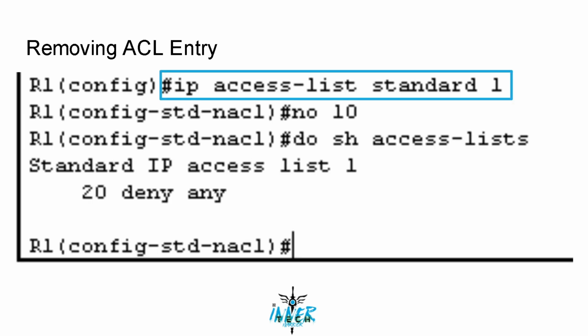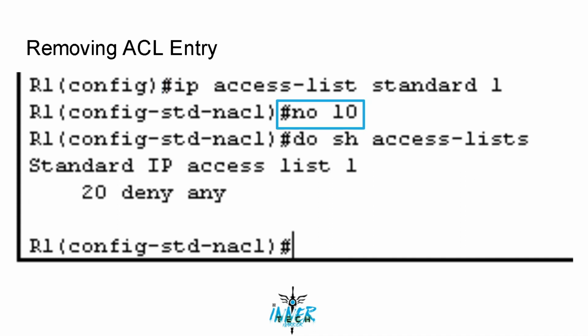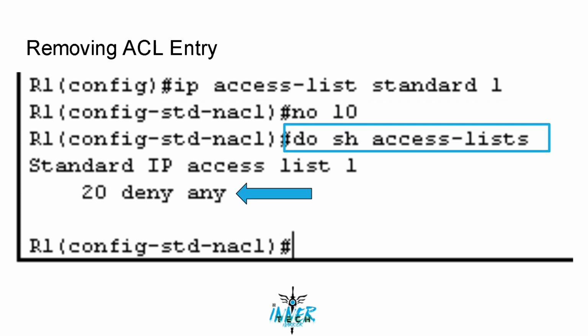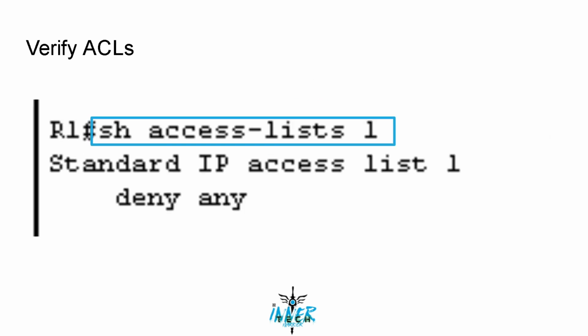So let's jump back into the ACL configuration in case you stepped out of it by typing IP access-list standard 1. Then we can type no 10 because that's the sequence number we want to get rid of. Now if we do a show access list, we can see that we only have sequence 20. We can also do a show access list 1 command to only see the rules of access list 1.